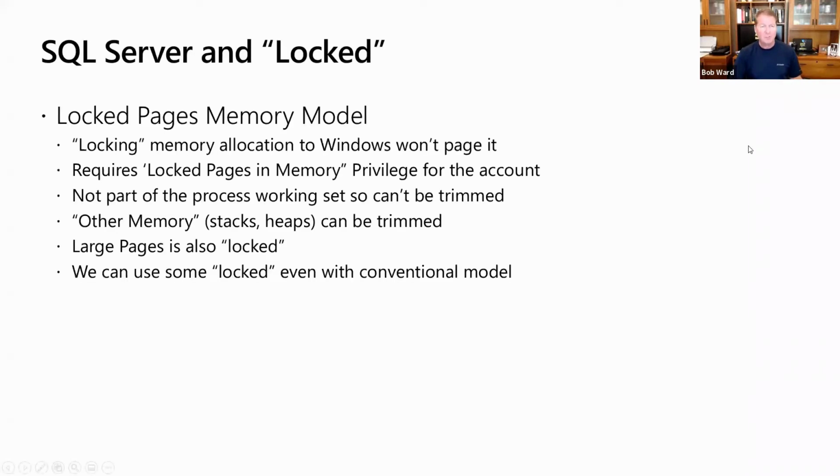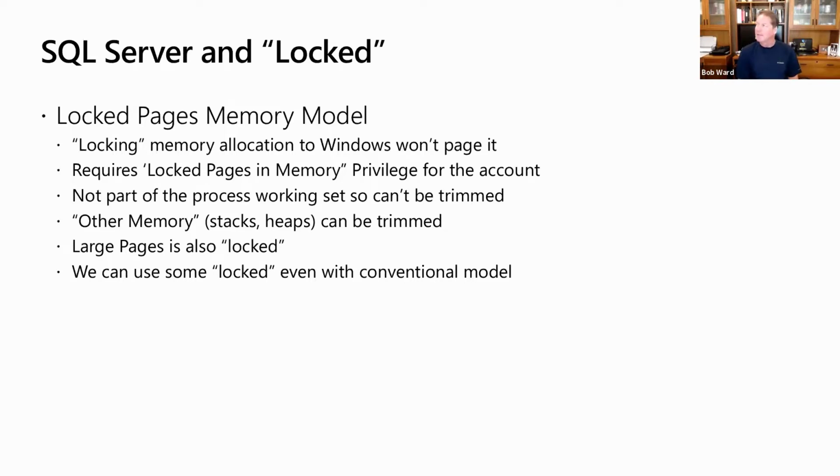Okay, now that you've had that context in mind, what does locked really mean with SQL Server? So first of all, locking memory allocation for SQL Server means I want to make sure Windows won't trim the working set. Remember we talked about trimming the working set: Windows taking the memory of a process, writing it to the page file, which is going to be slower to access, and SQL doesn't know it. Remember we talked about if you're running standard or enterprise and you've got this privilege set for the account associated with SQL Server, like the service account, then SQL, when it detects this, will start up and start using this locked model. Not being part of the working set is the magic of why it can't be trimmed.